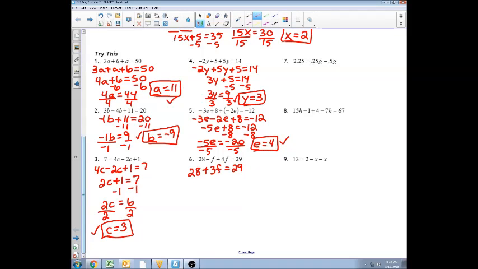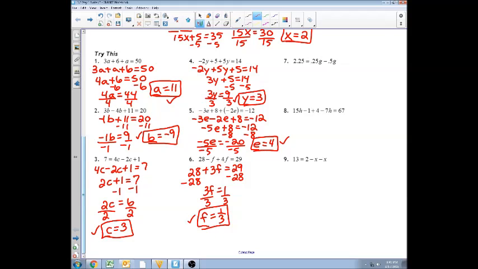I need to get the f by itself, so I need to subtract the 28. 3f would equal 1. Divide both sides by 3. F would equal 1/3. Okay? Go ahead and type that through on your calculator. I'm not going to keep talking through how to check my answers, but that should be correct.